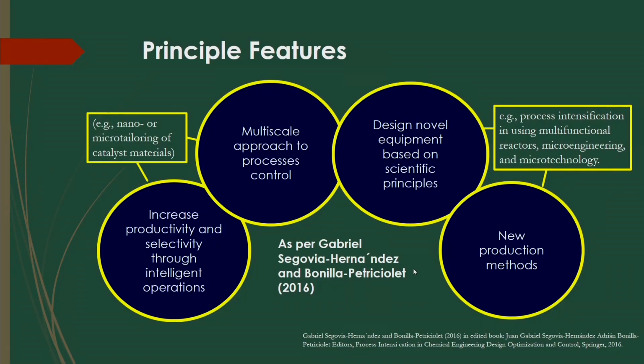For example, nano or micro tailoring of the catalyst materials, which you have to develop in such a way that it will affect the productivity and the selectivity of an intelligent operation. So, based on these material characteristics, you can intensify the process. Sometimes it is even called multi-scale approach based process intensification. In that case, the process will be controlled by a multi-scale approach for the process intensification.